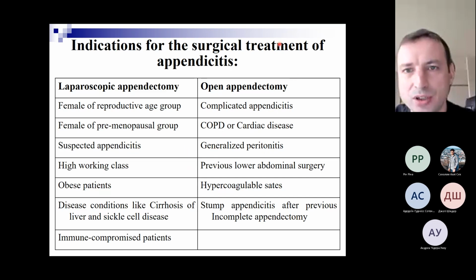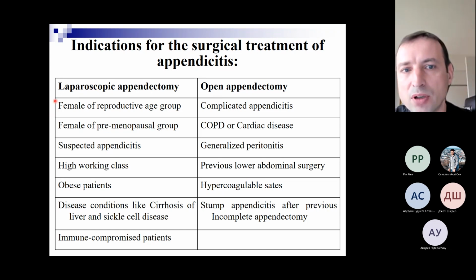Indications for surgical treatment of appendicitis. You know the three ways of appendectomy: open appendectomy, totally laparoscopic appendectomy, and maybe a combination of these two methods. The abbreviation is TULA, transumbilical laparoscopically assisted appendectomy.